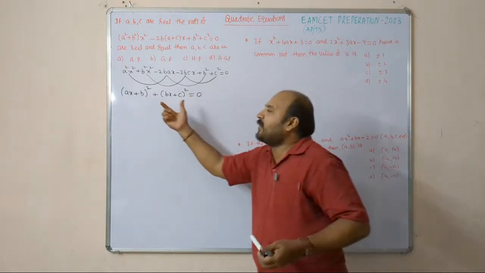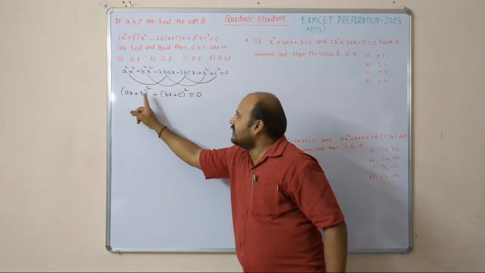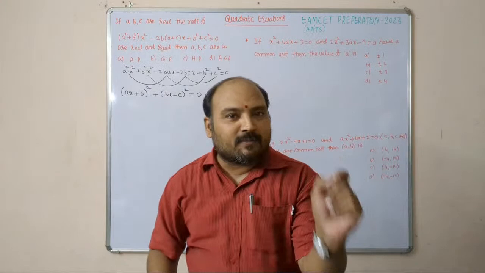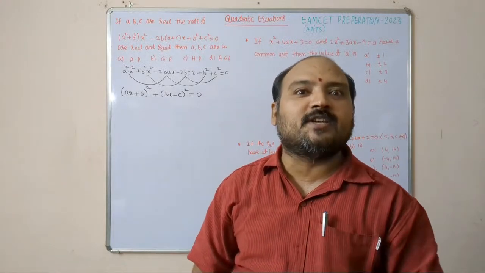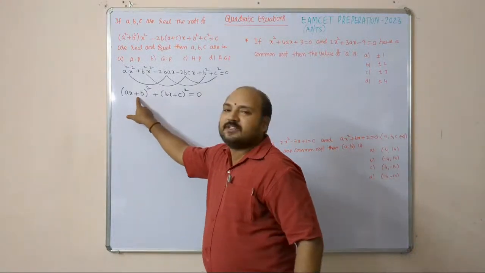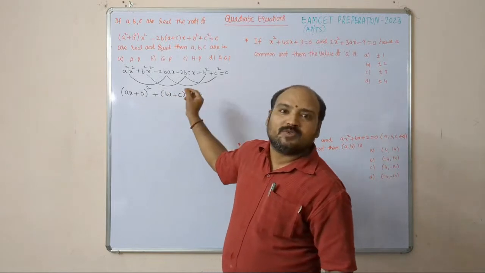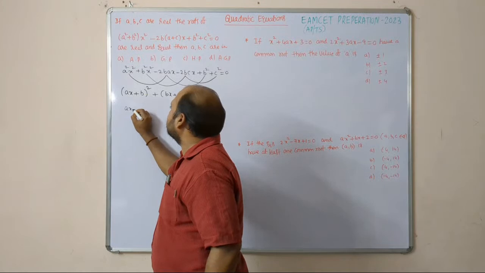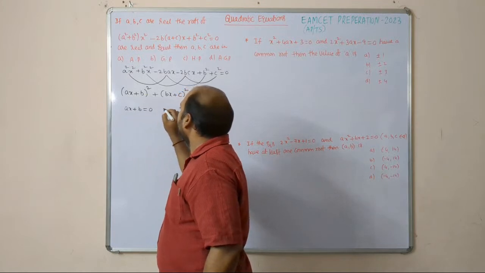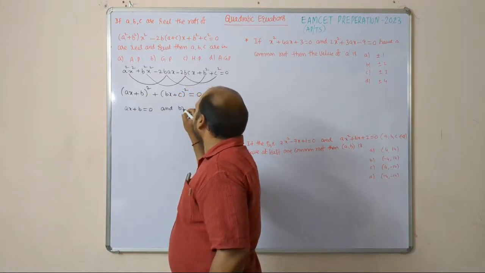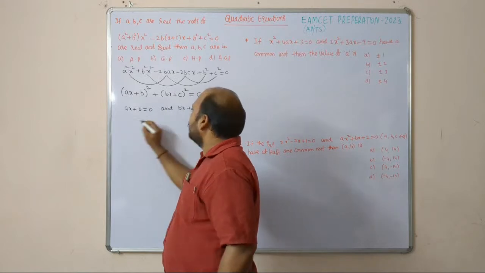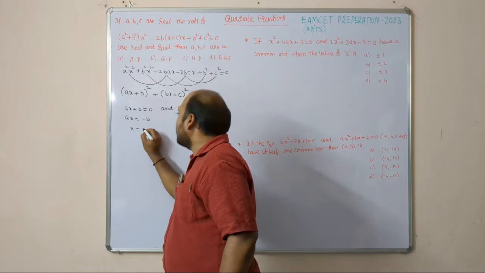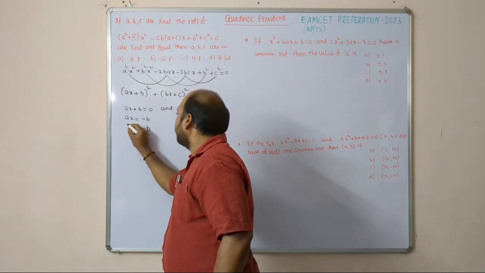It represents the sum of the squares of two numbers being 0. Whenever the sum of the squares of two numbers is 0, each number should be equal to 0. Therefore ax plus b equal to 0 and bx plus c equal to 0. So from this, ax is equal to minus b, x is equal to minus b by a.